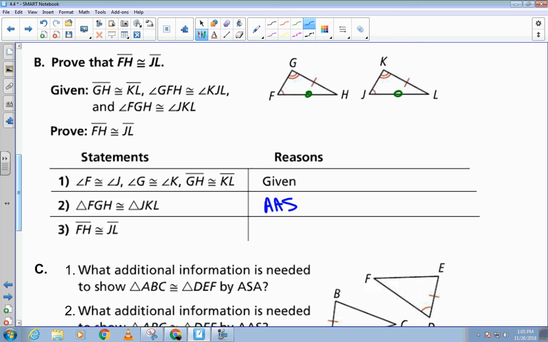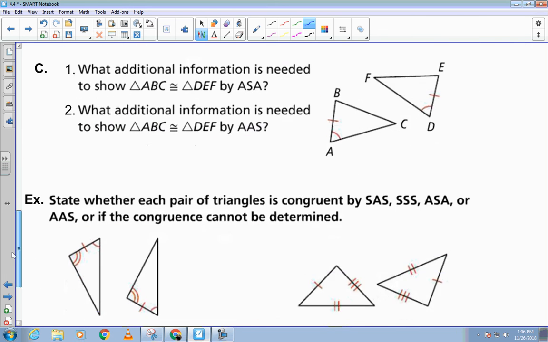Okay? And so the triangles are congruent, so that the other parts are congruent by what? What is it? Corresponding parts of congruent triangles are congruent. Okay, good. Then you might have some questions.